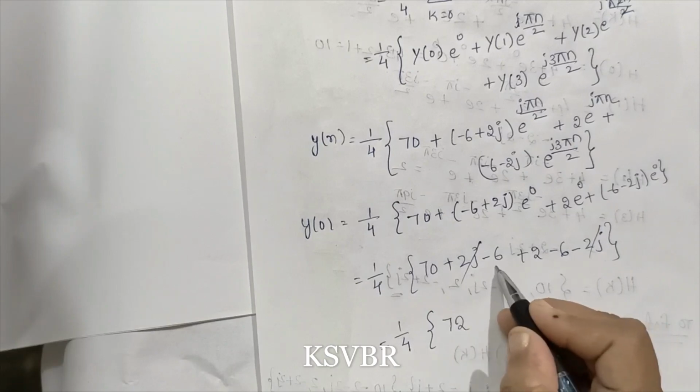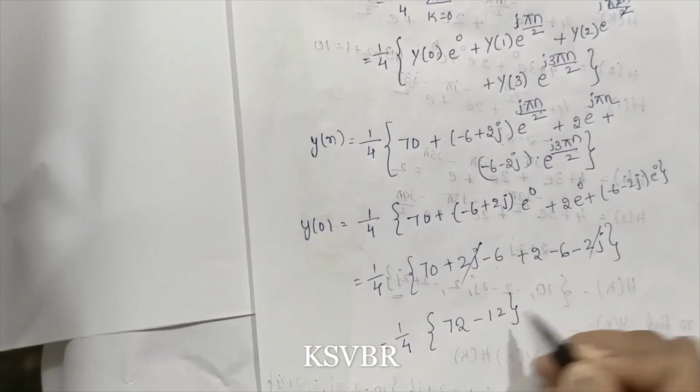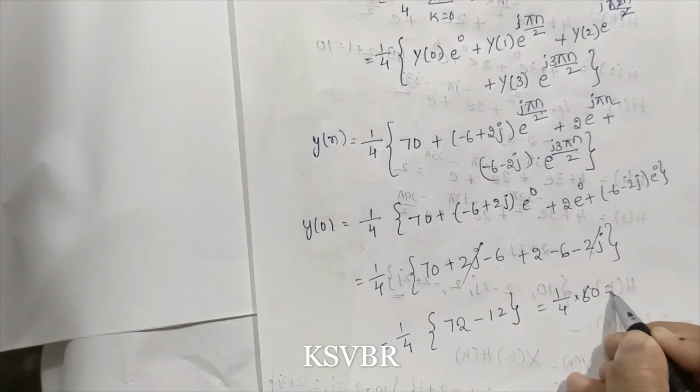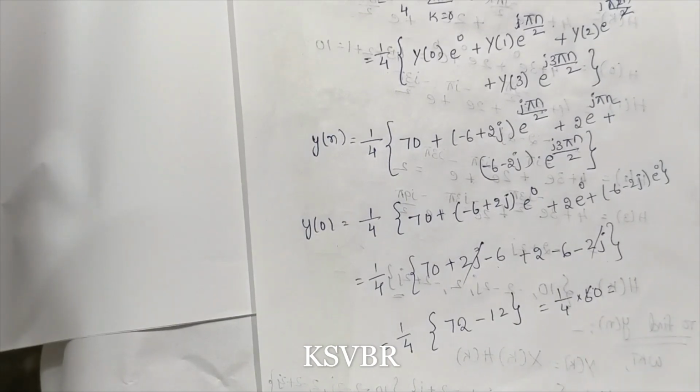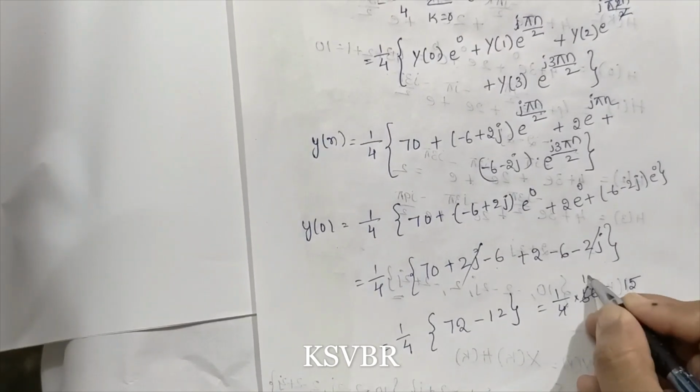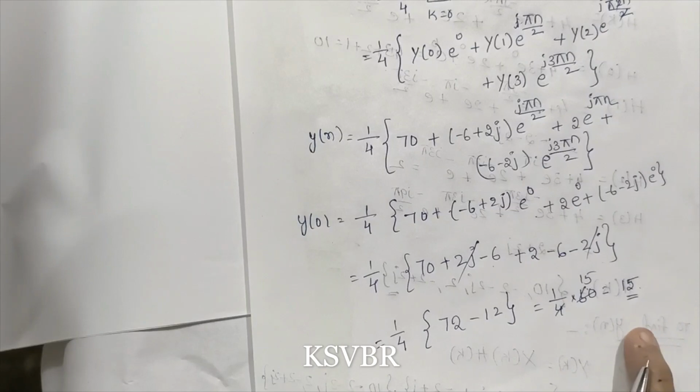So here +2j and -2j will get cancelled, and it will be 1/4 into 72 minus 12. So what is 72 minus 12? It is 60, right? So 1/4 into 60, so it will be 15. 15 4s are 60. So y(0) sample is 15.